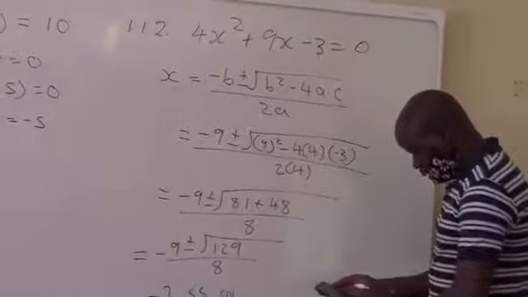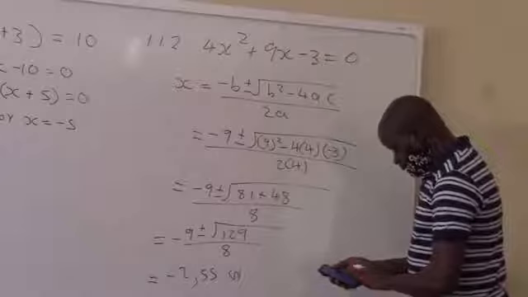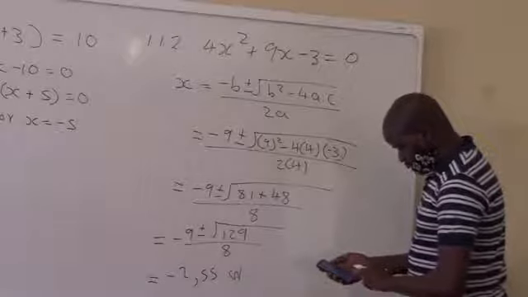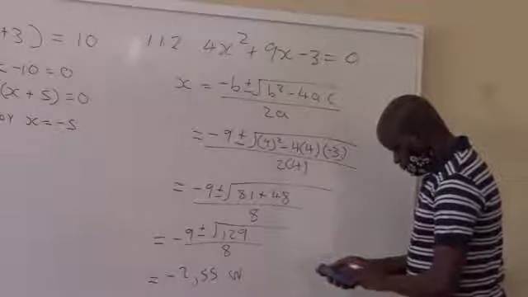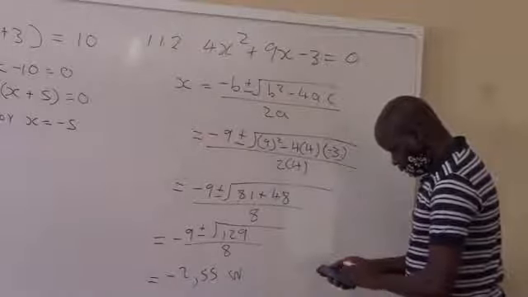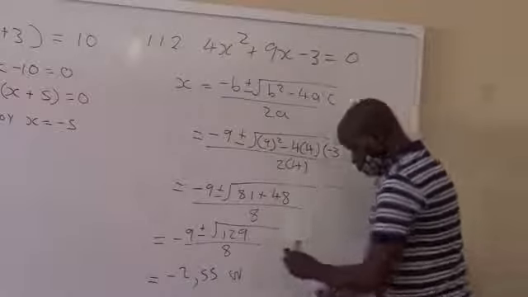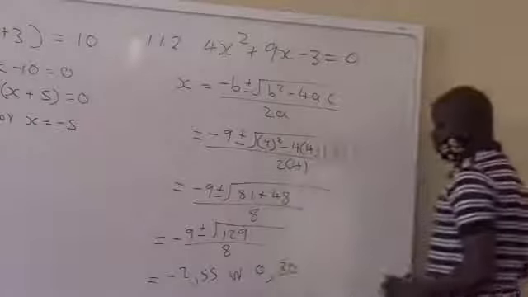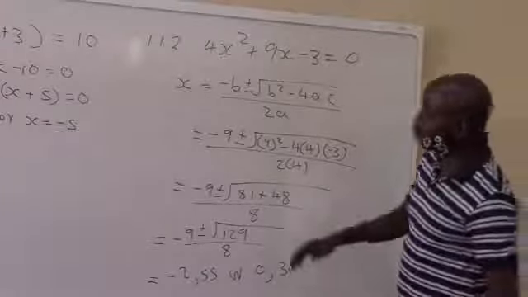Now we go again. We have negative 9 plus 11,36 equals 2, then divided by 8. Then it's positive 0,30, because they were saying to round your answer to 2 decimal places.